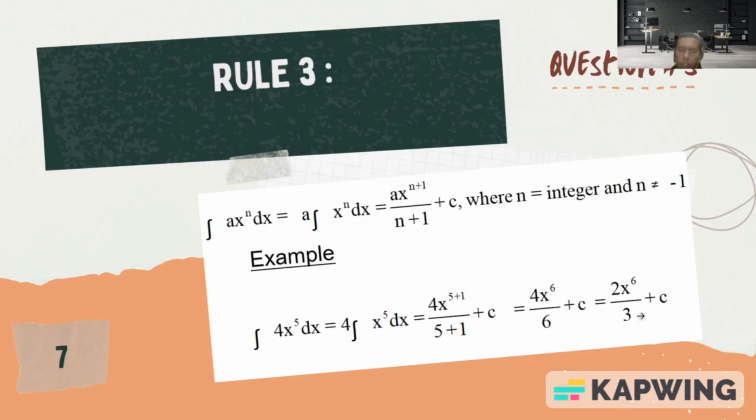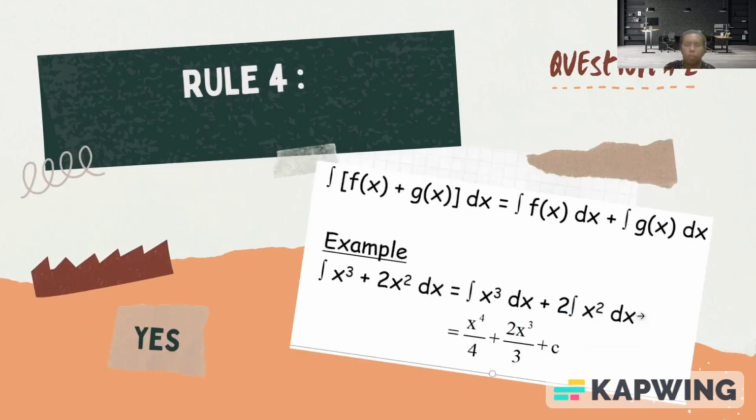That means 4x to the power of 5 plus 1 over 5 plus 1 plus c, which becomes 4x to the power of 6 over 6 plus c. Then we can simplify it to become 2x to the power of 6 over 3 plus c.